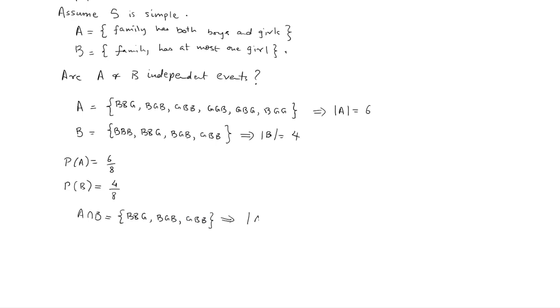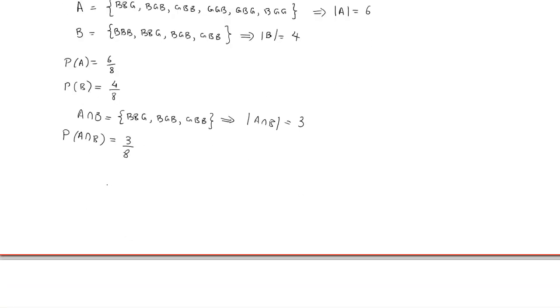This means that the size of A intersection B is 3, which means that the probability of A intersection B should be equal to 3 over 8. So we have all three probabilities. Now we just have to see if 3 over 8 is equal to 6 over 8 into 4 over 8. Let's do P of A into P of B, which is equal to 6 over 8 into 4 over 8. So this is 1 over 2. That's 3. So that's equal to 3 over 8, which is equal to probability of A intersection B as well. Therefore, they are independent.